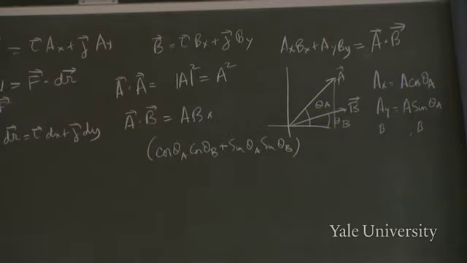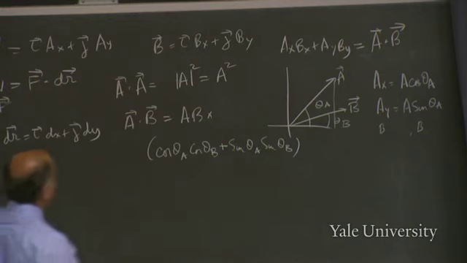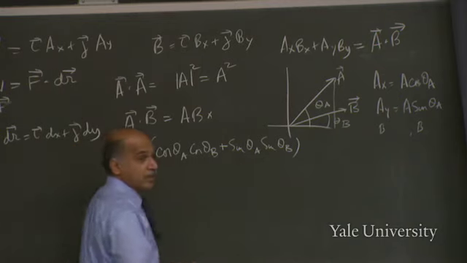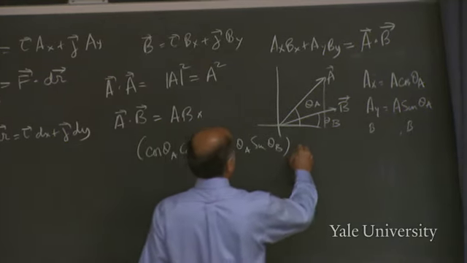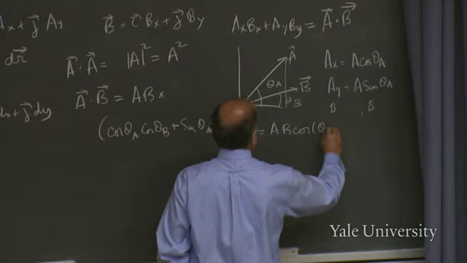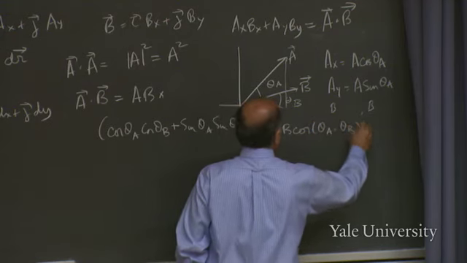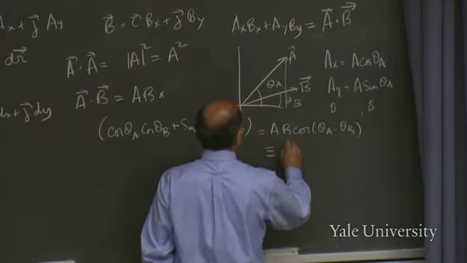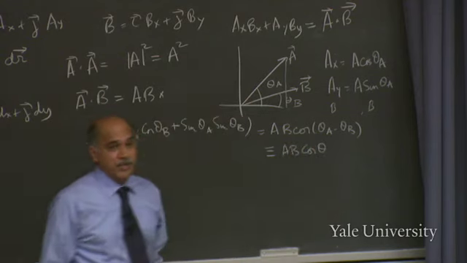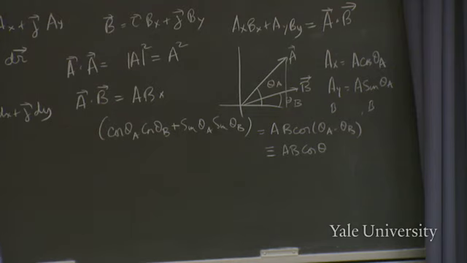Now you got to go back to your good old trig, and it'll tell you this cos plus sine is cos of theta a minus theta b. So you find it is length of a, length of b, cosine of theta a minus theta b. Often people simply say that is ab cosine theta, where it's understood that theta is the angle between the two vectors.